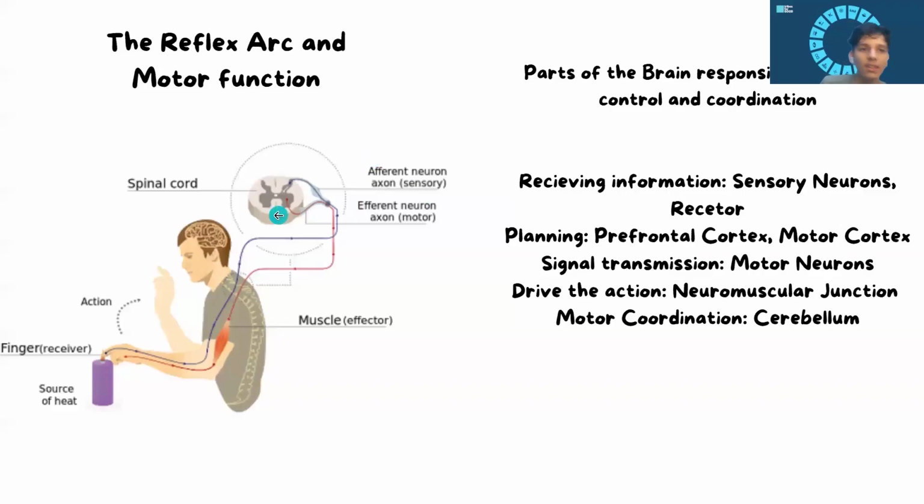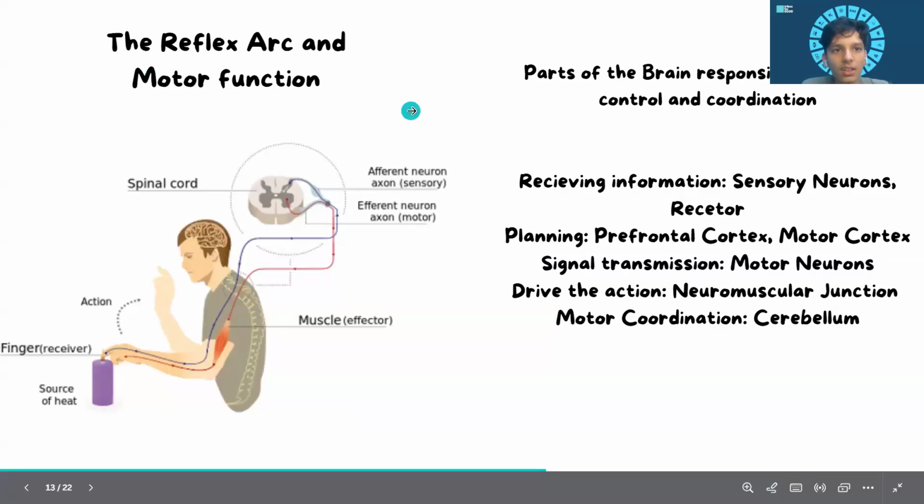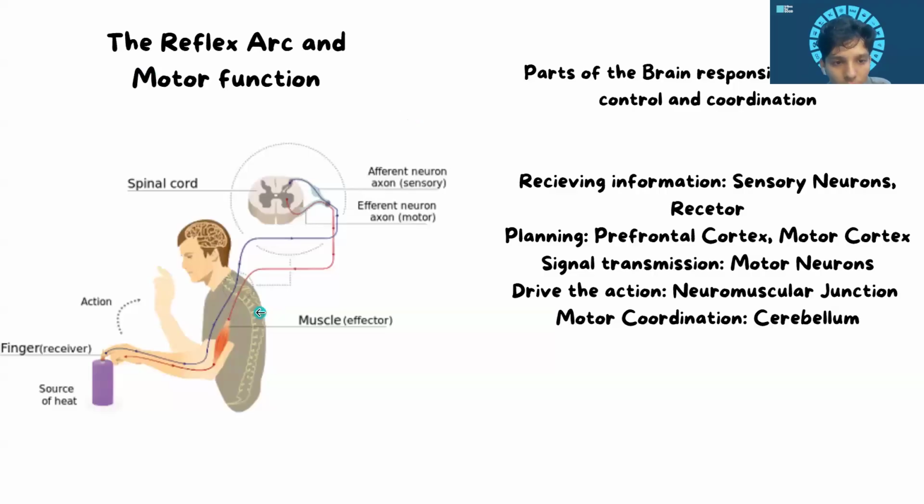So yeah, the reflex arc. As I said, the dopamine part was what was affected by Parkinson's. Neuromuscular diseases, there are quite a few. They affect the motor function of the reflex arc.